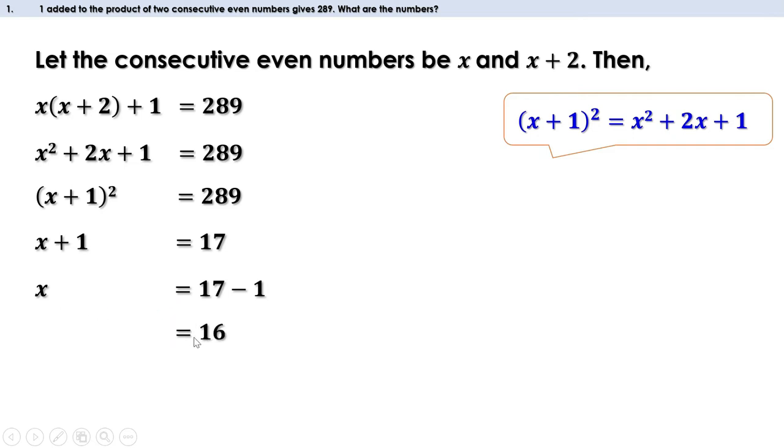X equal to 16 means the first even number is 16. Then the next even number is 16 plus 2 or 18. Therefore, the two numbers are 16 and 18. When you find the product of 16 and 18, we get 288, plus 1 gives 289. So the answer is right.